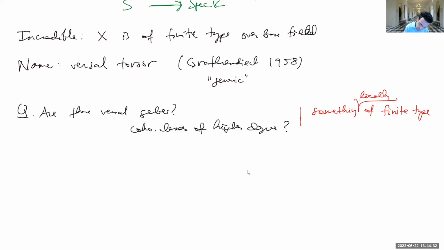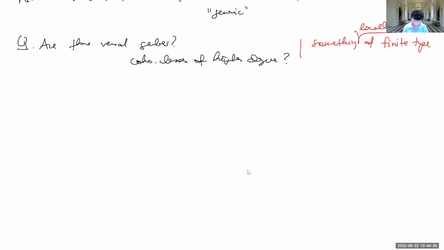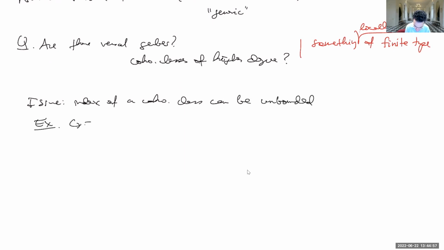Okay. Now there's one clear problem with trying to do this in general. There's an issue, and that is that the index of a cohomology class can be unbounded. So let me be more precise. If you take, say, G to be like mu_n, and we think about H^2 of Spec K with coefficients in mu_n, as K varies, the index of these classes is unbounded.